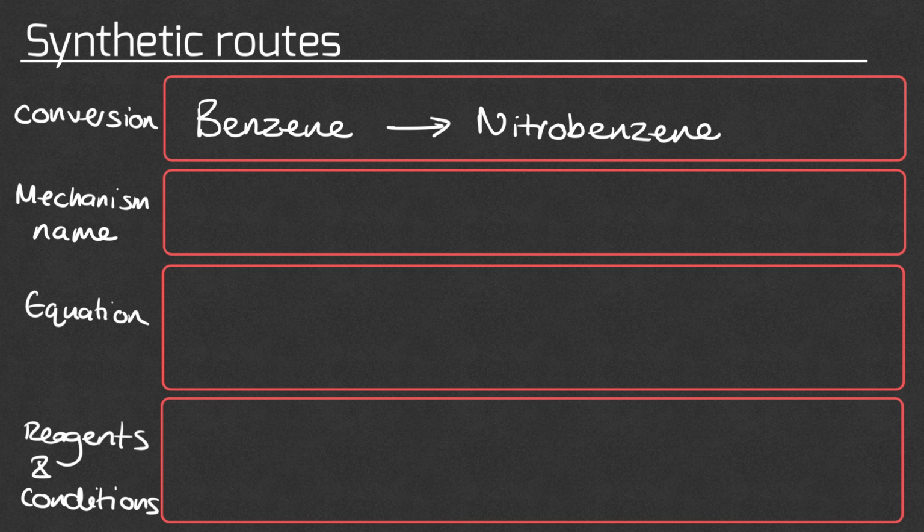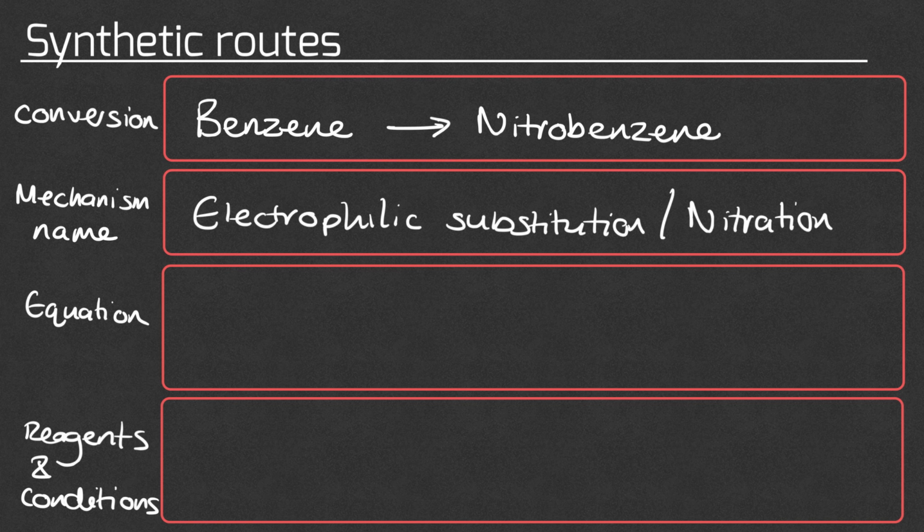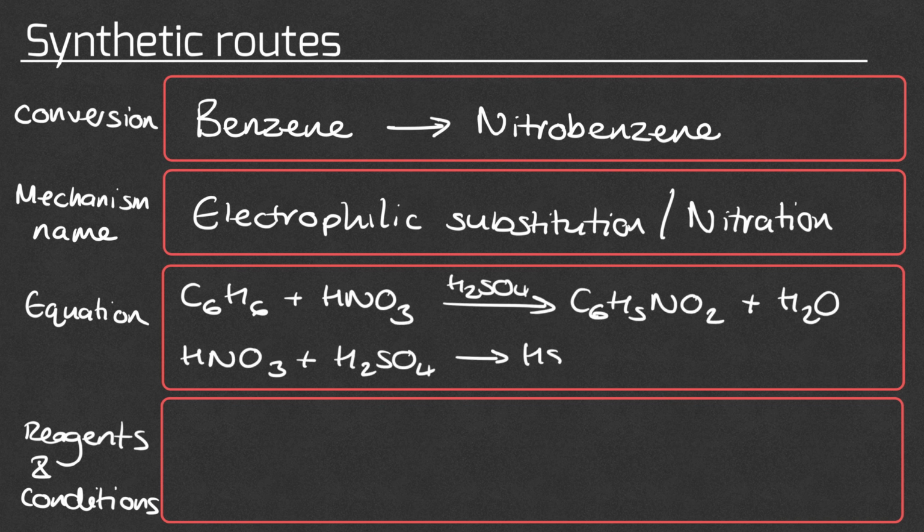For the conversion of benzene into nitrobenzene, this is an electrophilic substitution reaction, sometimes also called a nitration reaction. The equation for the conversion would be benzene, C6H6, reacting with nitric acid and a sulfuric acid catalyst to produce nitrobenzene and water. You also have to be able to show how the reactive intermediate, NO2+, is formed, which the second equation shows. Your nitric acid reacting with your sulfuric acid to produce your nitro ion.